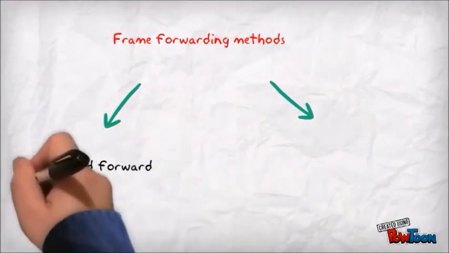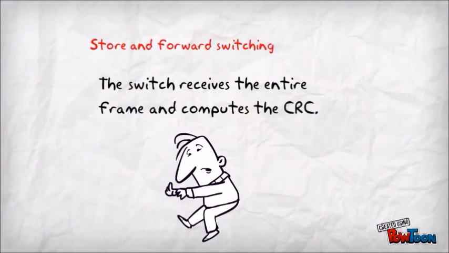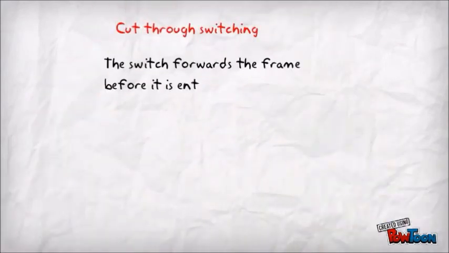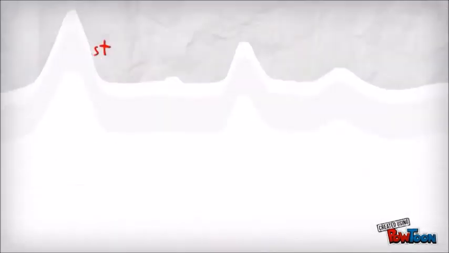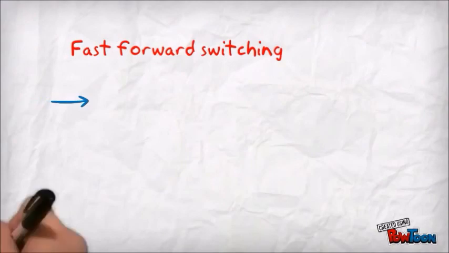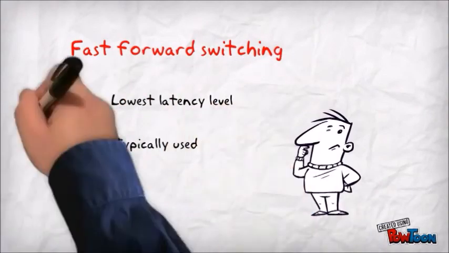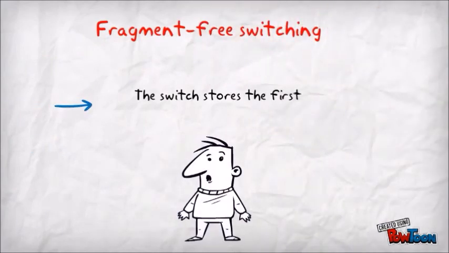There are two frame forwarding methods, store-and-forward and cut-through. In store-and-forward switching, when the switch receives the frame, it stores the data in buffers until the complete frame has been received. In cut-through, the switch acts upon the data as soon as it's received, even if the transmission is not complete. Cut-through switching has the lowest level of latency and is the most typically used. Fragment-free switching stores the first 64 bytes of the frame before forwarding.